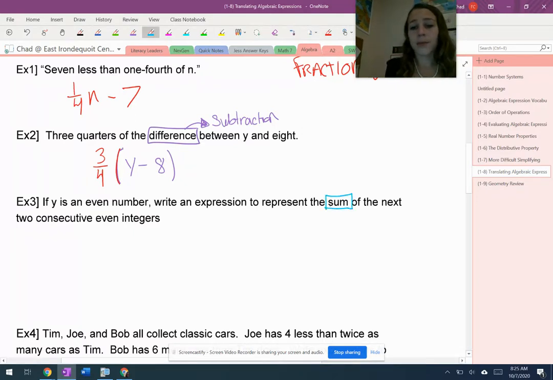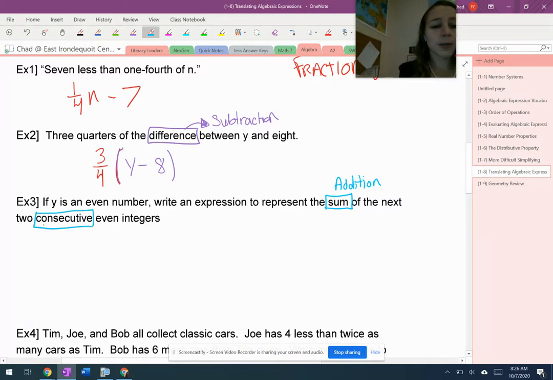Sum. Sum, we know, means addition. And again, if not, then you're looking that up, Googling it. Of the next two consecutive even integers. Okay, so consecutive. We talked about this in 7th grade if I had you in 7th grade. What does it mean? Well, actually, now this year, you only go to school for 2 consecutive days. What does that consecutive piece mean? Consecutive just simply meaning in a row, one after the other.